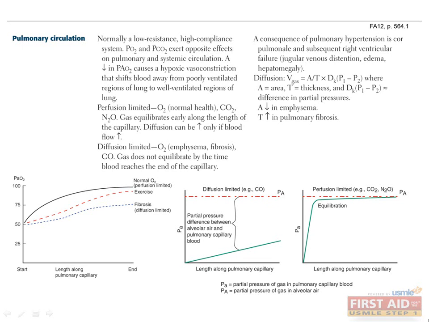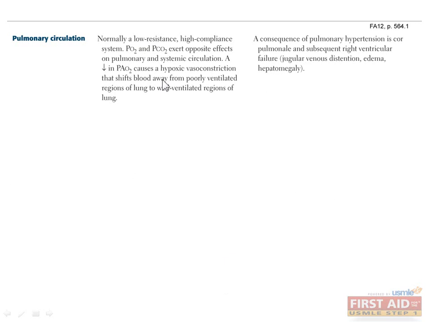Now on to the pulmonary circulation. So the oxygen and carbon dioxide content of blood each have different effects on the pulmonary and systemic circulation. This is an important concept to understand as it will help you reason through situations where you may not have an immediate answer. First, let's look at oxygen.